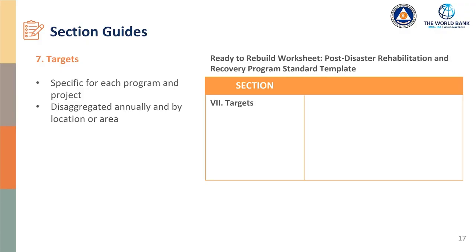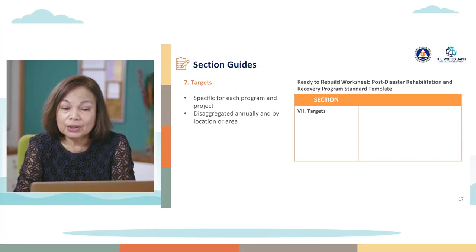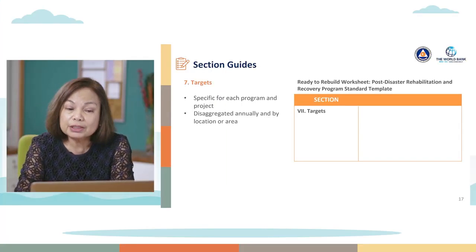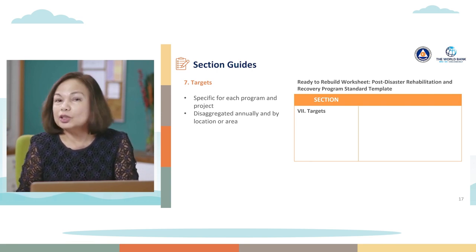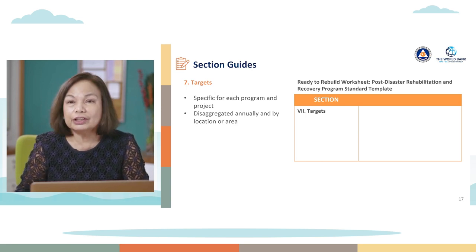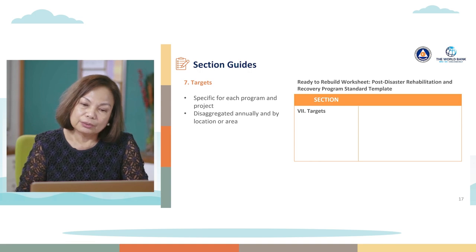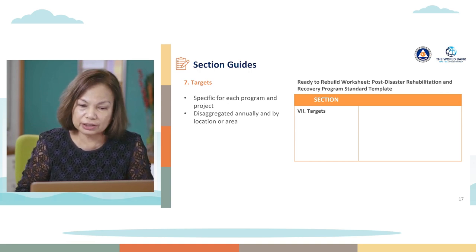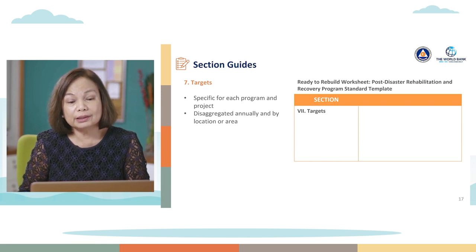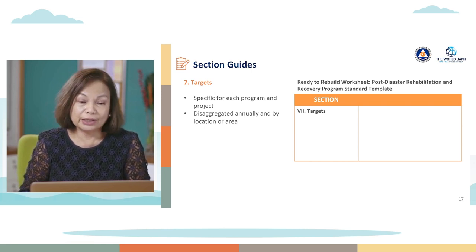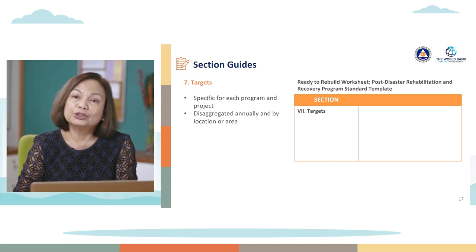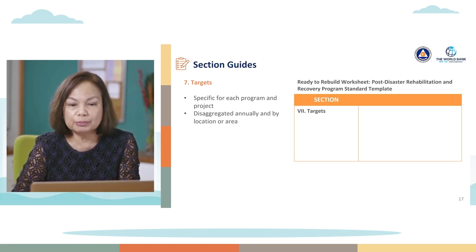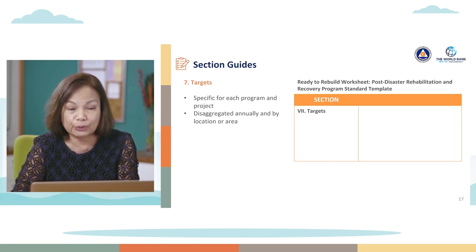We move on to another important component of the formulation of a post-disaster recovery program. So the targets, they should be specific for each program and project. Hindi pwedeng masyadong broad. Otherwise, we will not be able to monitor if we're veering away from our targets or we are not able to accomplish what we have set for ourselves. And they should also be disaggregated annually and by location or area. These requirements will make it easier for us to be able to monitor to see if we are on track in the implementation of the recovery program.